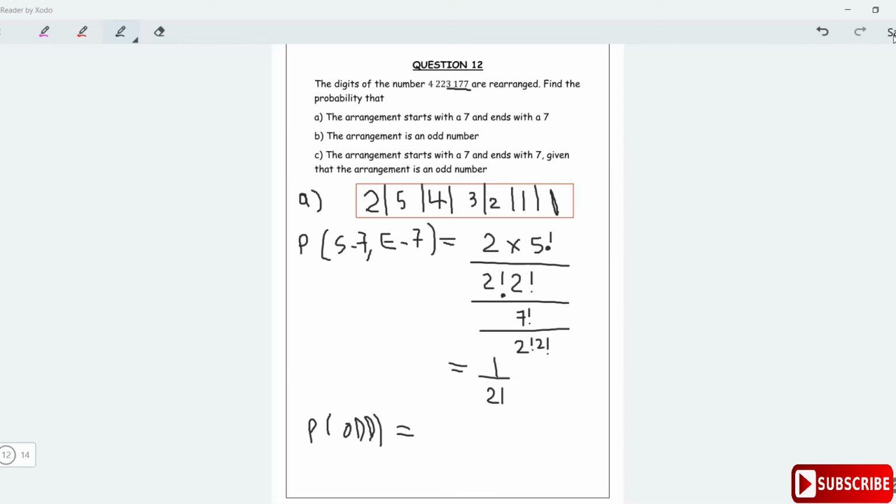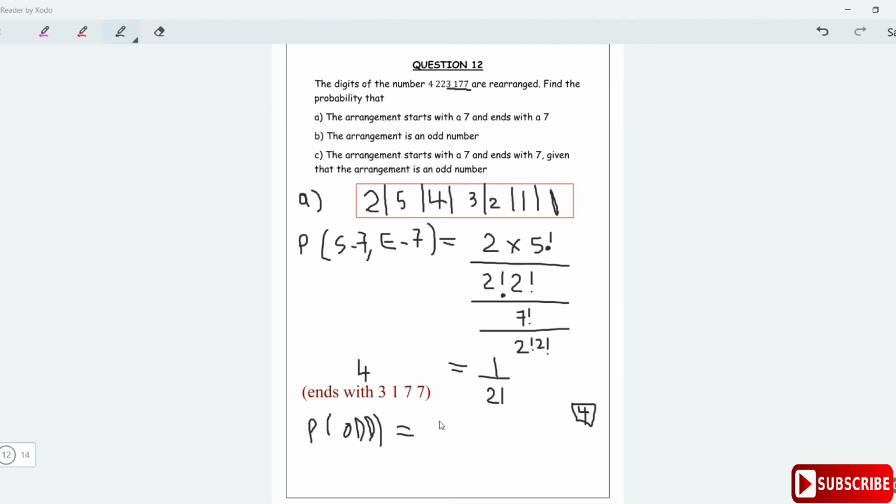If it is an odd number, it can either end with 3, 1, 7, or 7. That's 4 options it can end with. It can end with any one of those 4. Then we can have any other number. It can then be 6, 5, 4, 3, 2, 1.